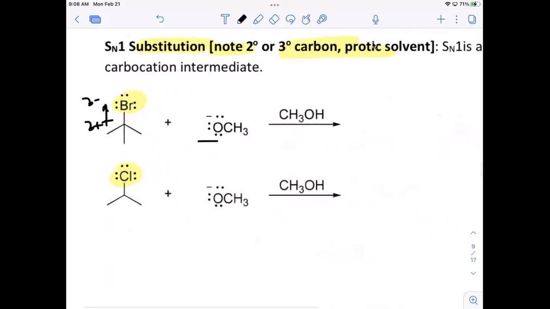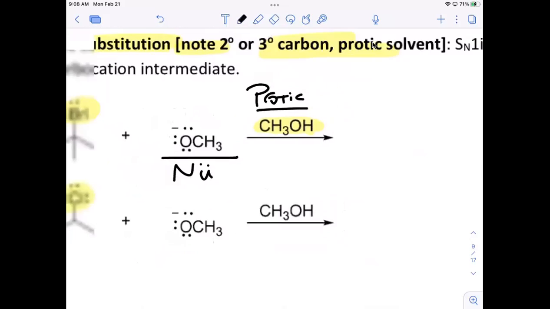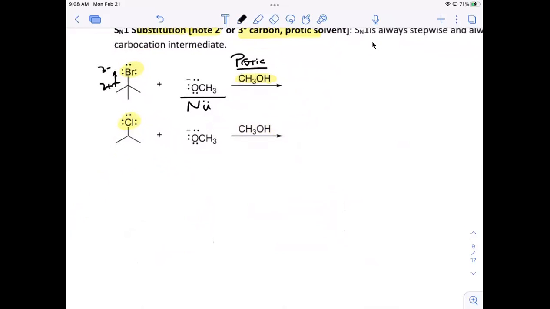And this is my nucleophile. And if you notice for SN1, the same conditions are going to facilitate the E1. That's why I did the SN2 and E2 together, because they happen under similar conditions. And then SN1 and E1 happen under similar conditions. So we have methanol, which is a protic solvent, and you have your nucleophile, the methoxide anion.